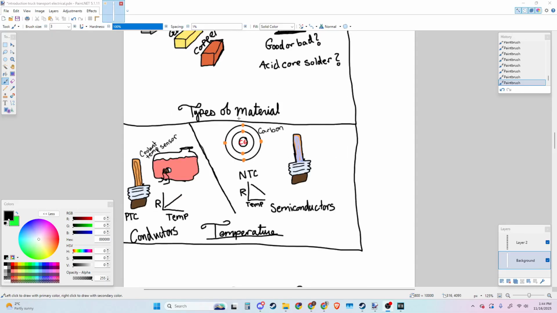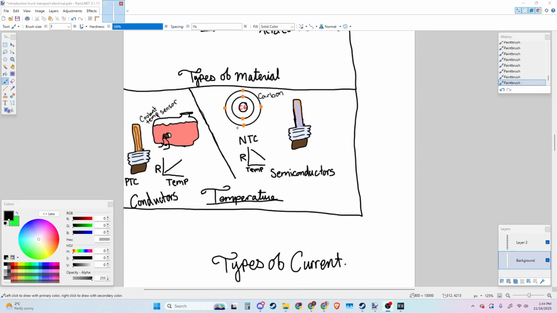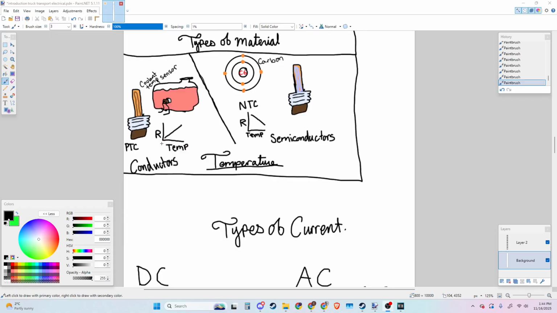Let's talk about temperature. Temperature plays an interesting role in electrical systems. When temperature increases in a standard conductor such as copper, resistance increases as well. This is due to an increase of collision rate between flowing electrons. The excited atoms of the copper impede current flow. This is referred to as a positive temperature coefficient reaction.